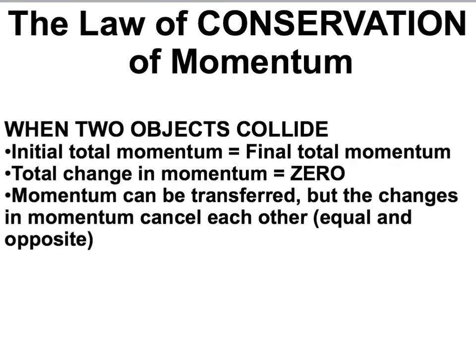So let's recap a little bit what just happened with that bowling ball, bowling pin system. We said that the law of conservation of momentum said that the momentum of a system will remain unchanged unless acted on by an external force. So another way of thinking about that is to think about when two objects collide to make up a system. The initial total momentum, the momentum of both objects together, is going to equal the final total momentum.